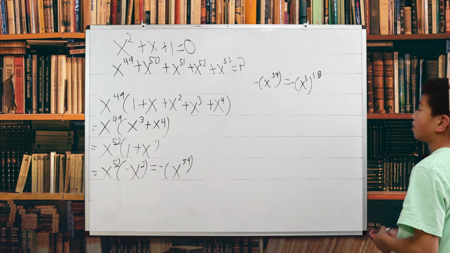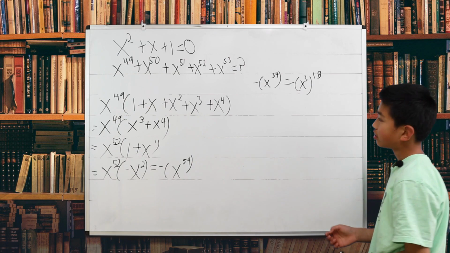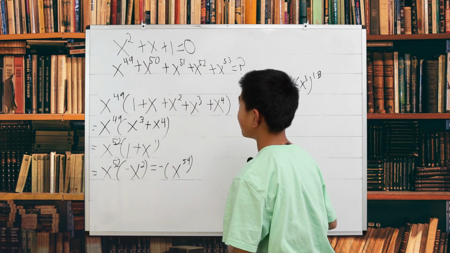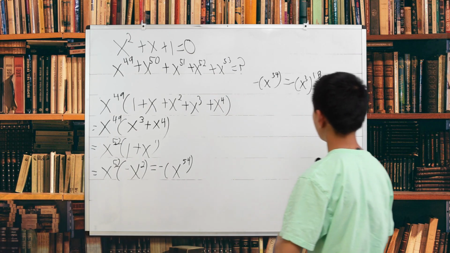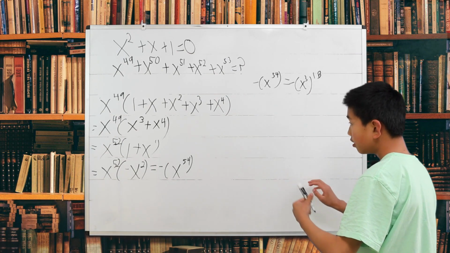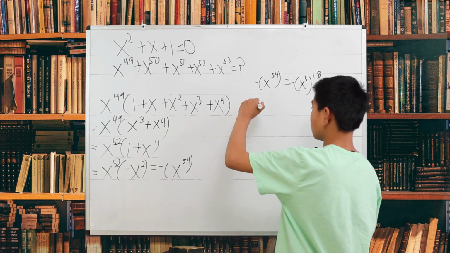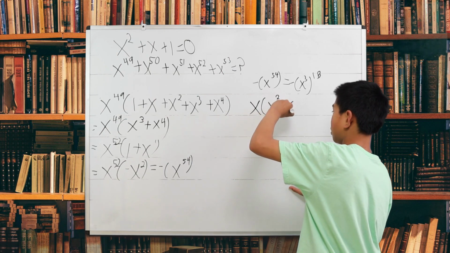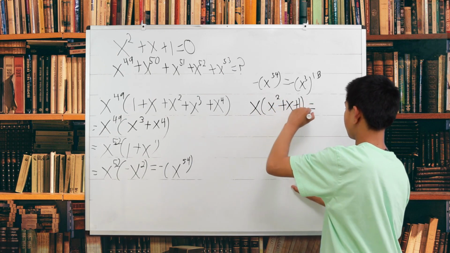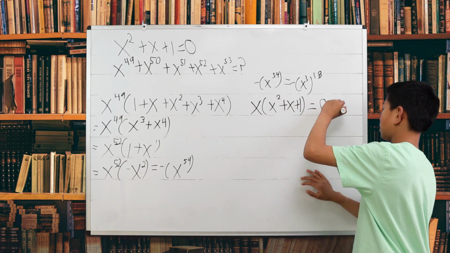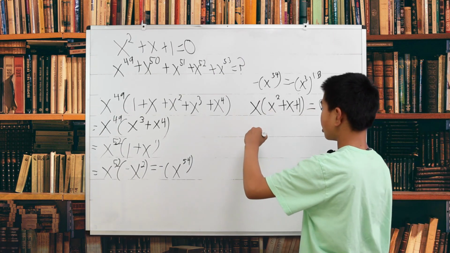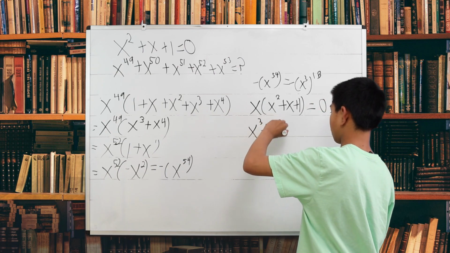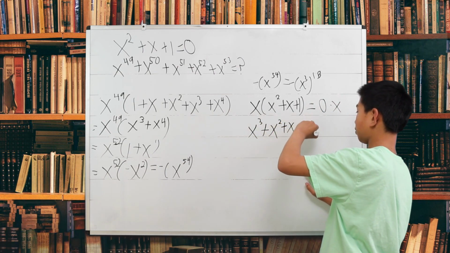One way to do that is that we see that here we have an x squared, and we can get an x to the third power by multiplying it by x again. So that is exactly what we do. x times x squared plus x plus 1 is equal to 0 times x. That's just 0. So this right here, x to the third plus x squared plus x, is still 0.